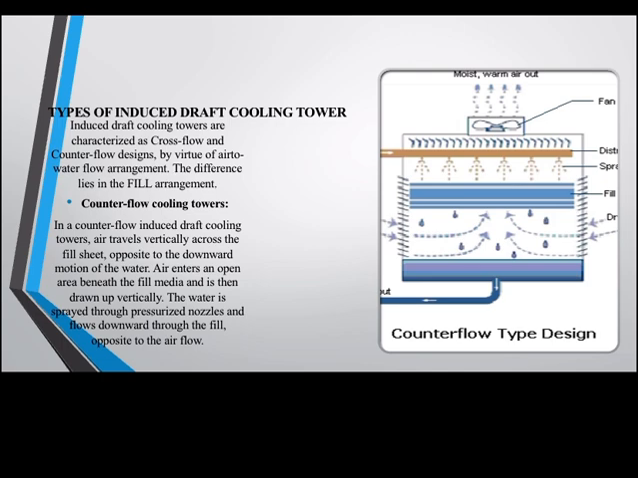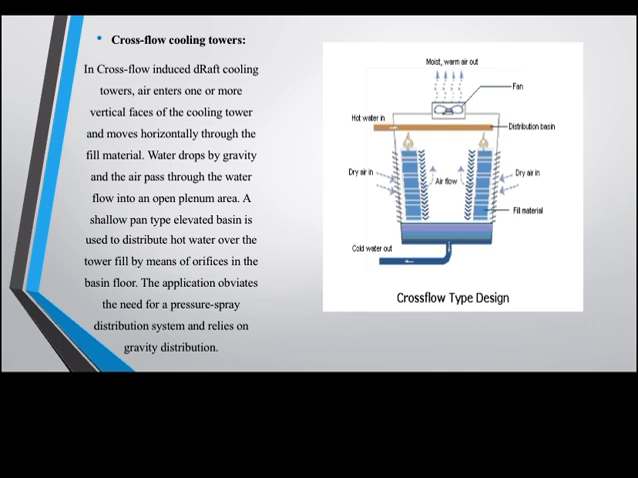So let's move on to the next type of induced draft cooling tower. Let's talk about cross flow cooling towers. In cross flow induced draft cooling towers, air enters one or more vertical faces of the cooling tower and moves horizontally through the fill material. We have one fill on the left and one on the right, with dry air moving horizontally through the openings on both sides.